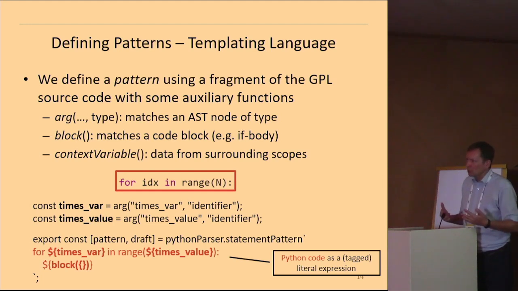Of course, it has some constraints. For example, one of the constraints is that you cannot match different parts of code. Everything which you match must be described by a single subtree of an abstract syntax tree. Thank you.